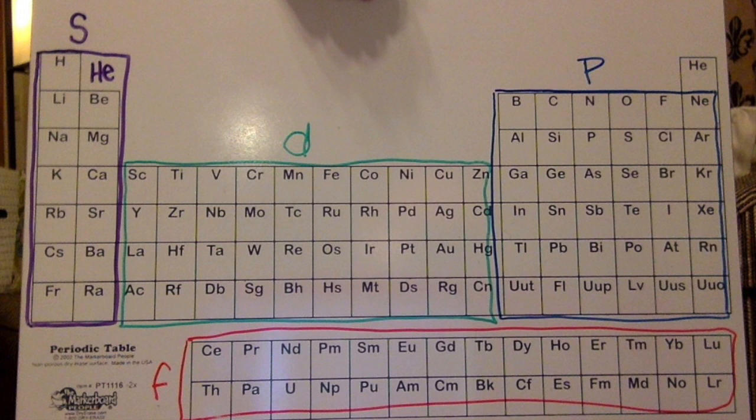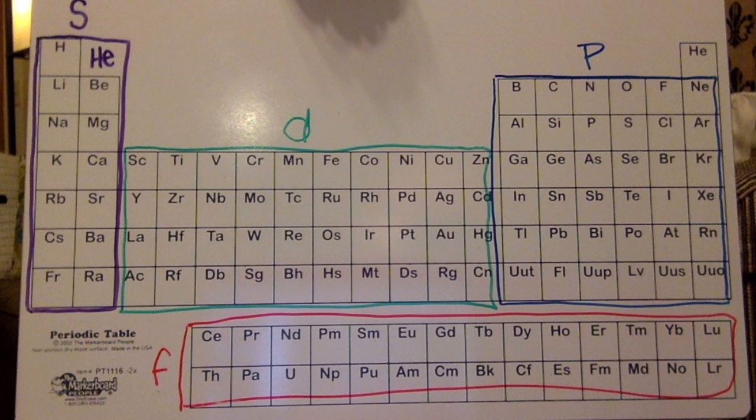Remember, you're not allowed to actually draw the chart that has like 1s2, 2s2, 2p6. You're not allowed to actually have that chart on there. So make sure that you don't do that. Okay? All right, that's pretty much it with that one.